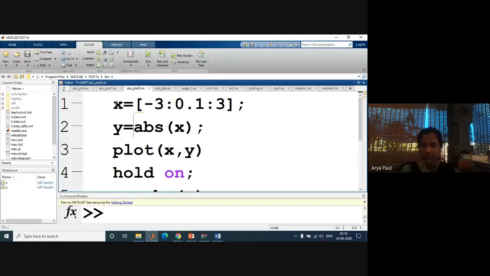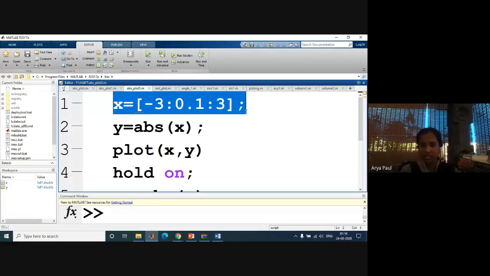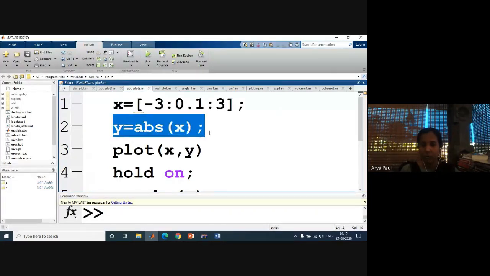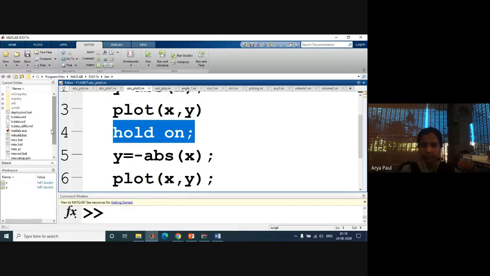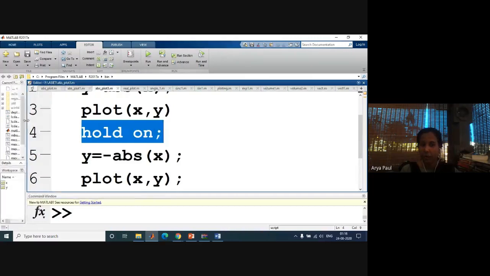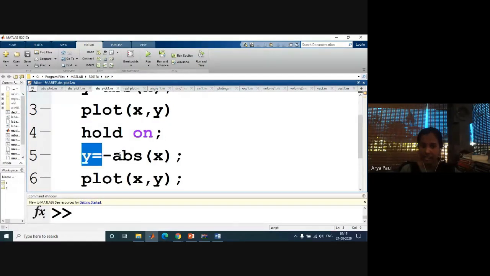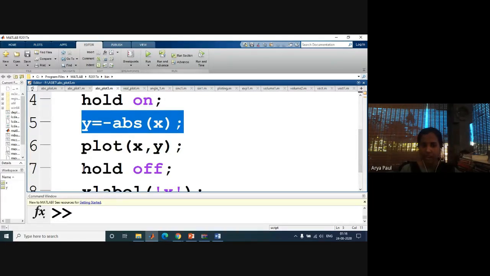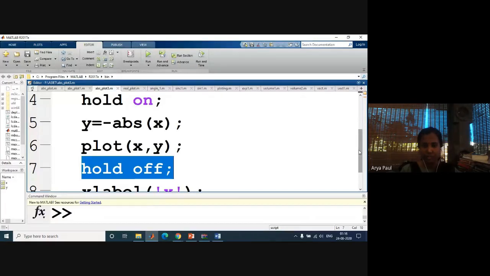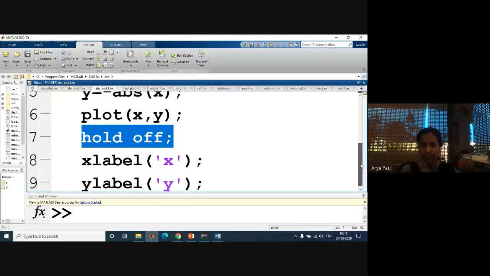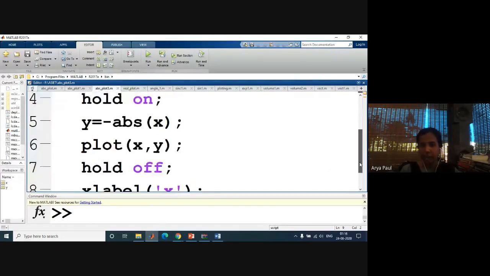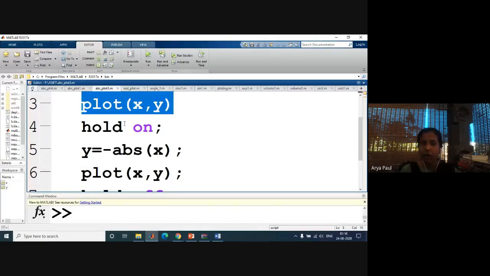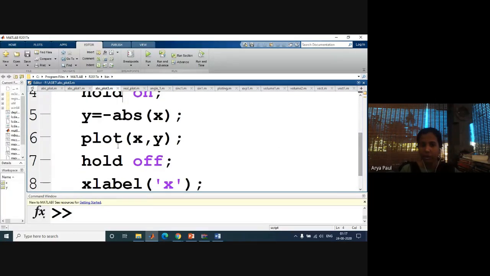So how can I plot in a single graph? You just define your x, then you define y equal to ABS of x, then plot. After plot, you type hold on. Next, take the other function y equal to minus of ABS of x, then plot of x comma y. Next, you put hold off. Hold on and hold off. Next, X label and Y label. After plotting the first function, you put hold on, and after the next plot, you put hold off.